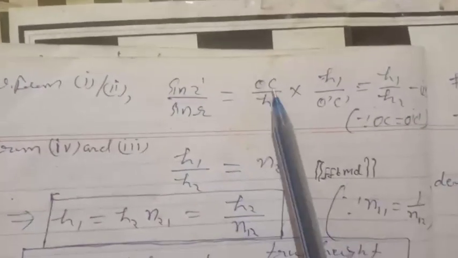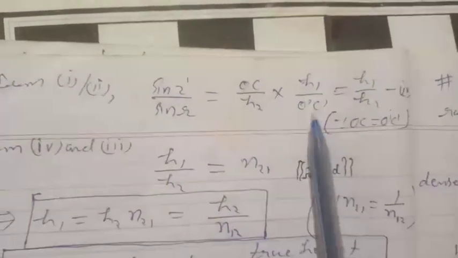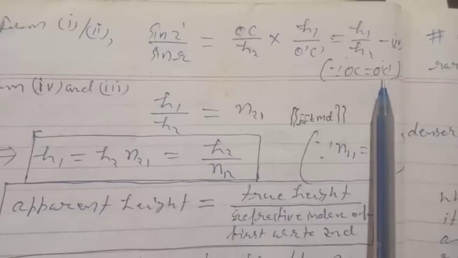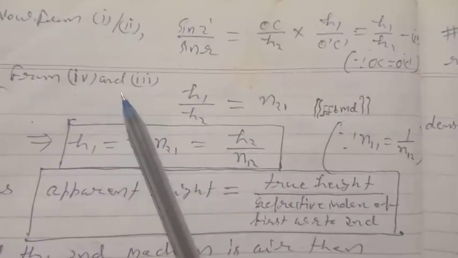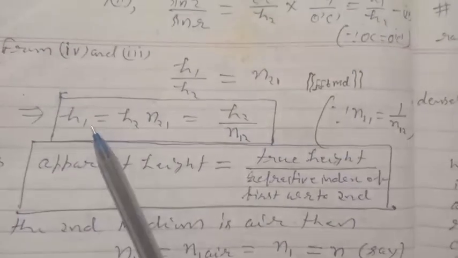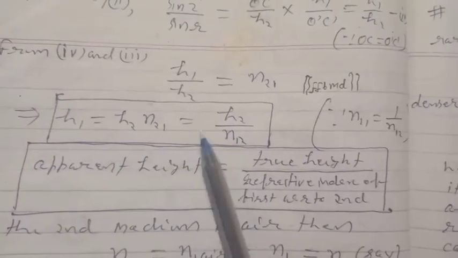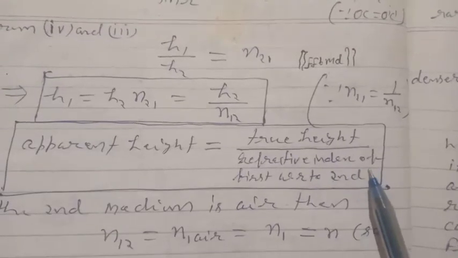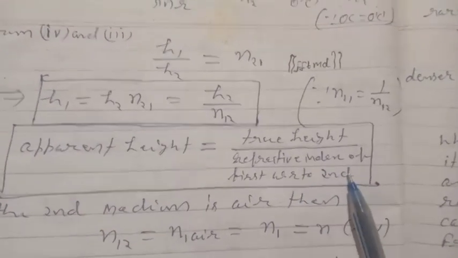So from dividing equation 1 by equation 2, we get sin I by sin R equals OC by OC dash, which equals H1 by S2, since we have OC equals O dash C dash. And from equations 4 and 3, H1 by S2 equals N21. This implies H1 equals S2 into N21, which equals S2 by N12. Hence, apparent height will be equal to the true height divided by the refractive index of the first with respect to the second.